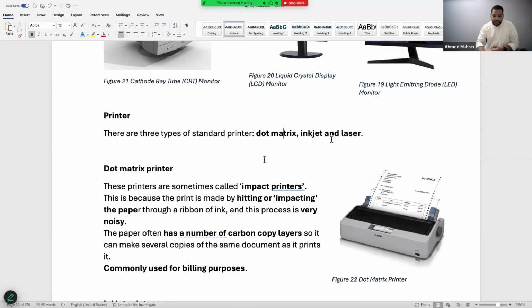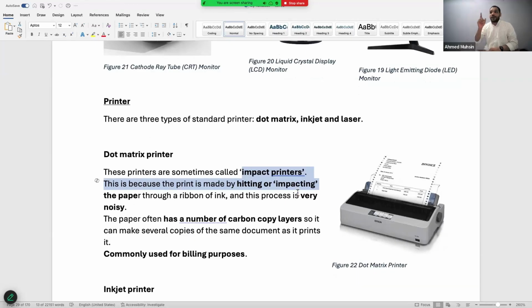Can you all see that under dot matrix printer, I have put the word impact? Can you underline that? The first printer that we are going to see is known as an impact printer. Why do I say impact? I'm going to tell you very shortly. This printer is known as an impact printer. In the next sentence, I have told you why we say impact.